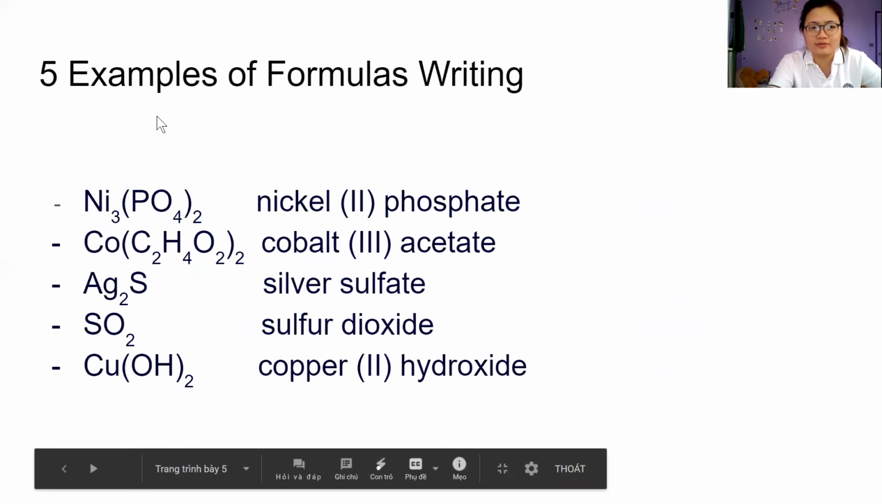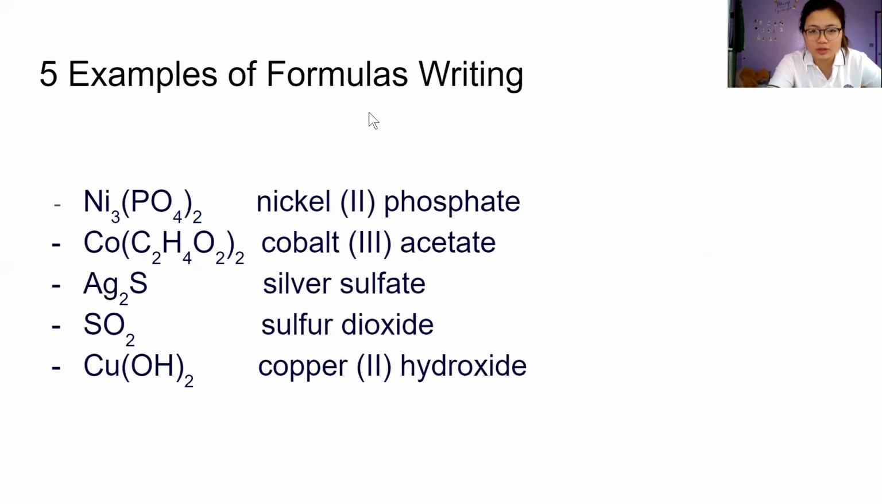And then there are another 5 examples of writing names from formulas. Ni3(PO4)2, and the name is nickel 2 phosphate. The second one is Co(C2H3O2)3. The name is cobalt 3 acetate. The third one is Ag2S, which is silver sulfide.